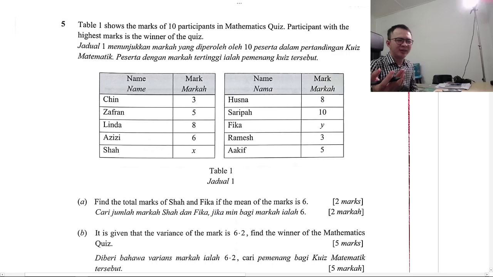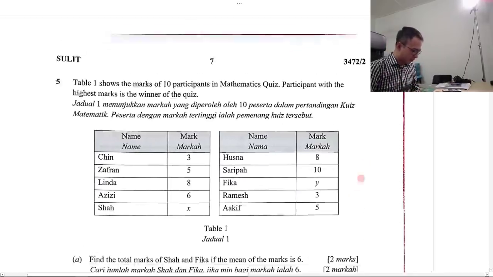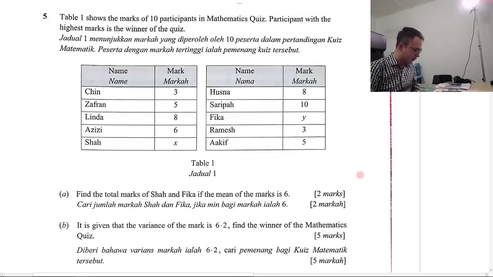If the area is a circle, must times 2, right? If the question asks about the area of the prism, then maybe you need to times 2. But if it's volume, you don't need to multiply by 2. Why do you need to multiply by 2 for area? Okay, so let me move on to number 5 here.